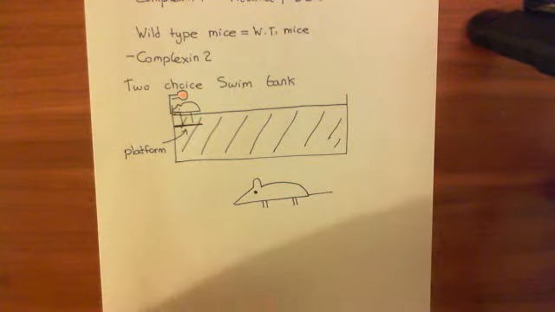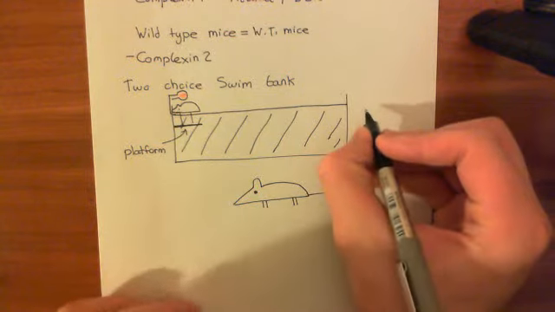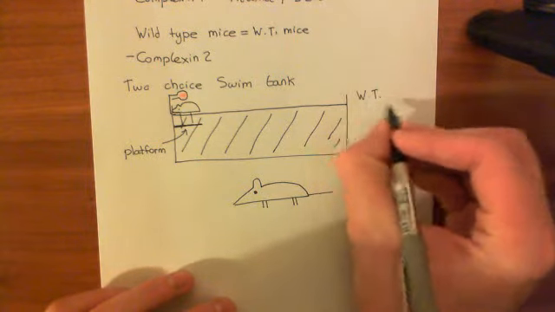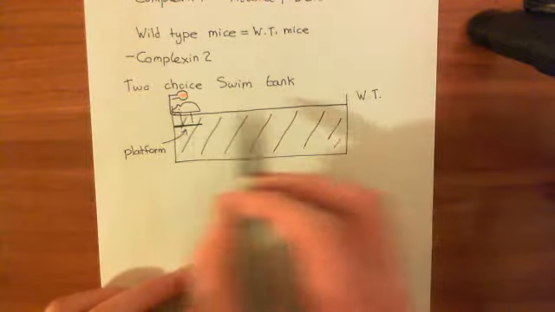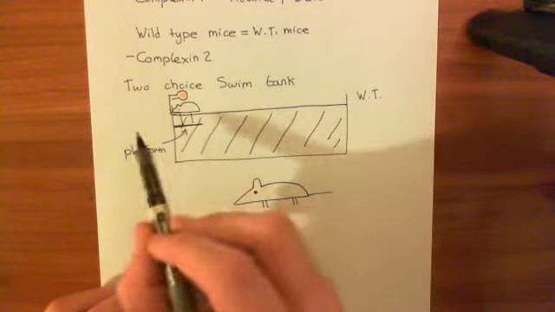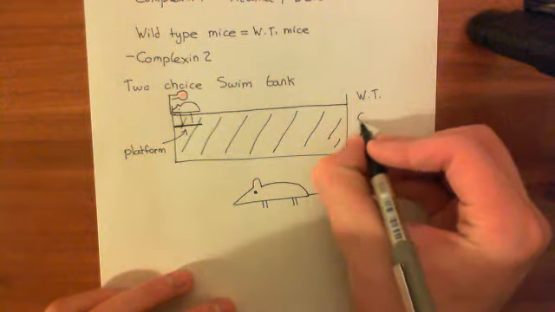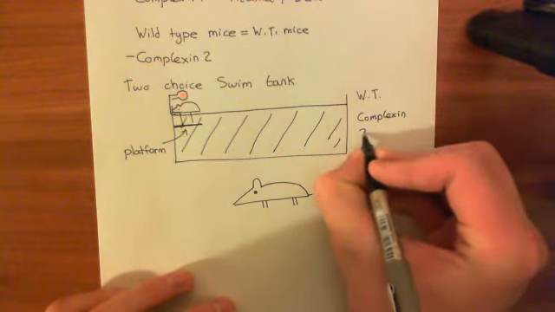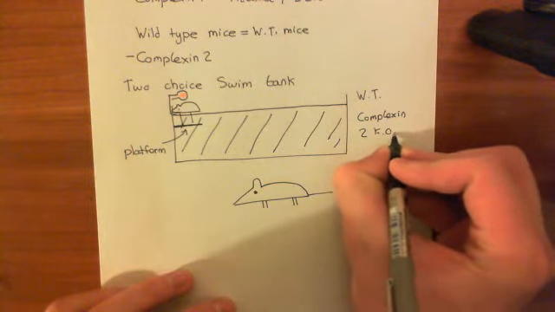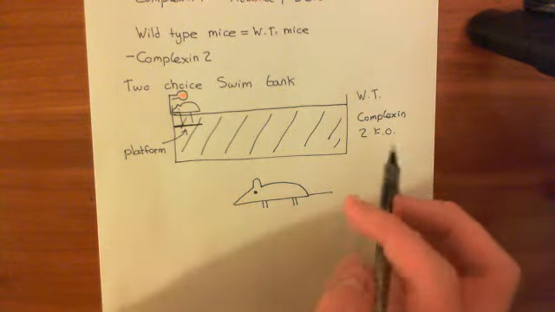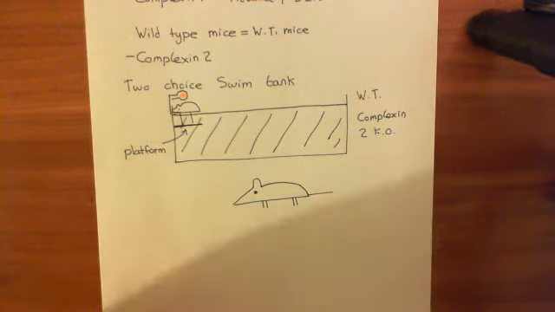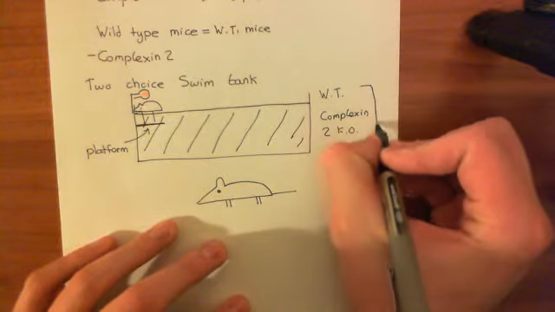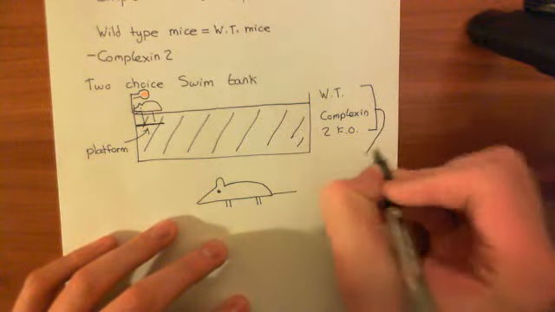Now, if you get your complexin 2 knockout mouse, and you get your wild-type mouse, okay, so if you take your wild-type mouse and analyze how quickly this mouse learns to swim towards the light, and then you take your complexin 2 knockout mouse, well, basically, you're expecting me now to say that the complexin 2 knockout is less good at this task. Well, actually, they are just as good as each other. They learn just as fast as the normal wild-type mouse.